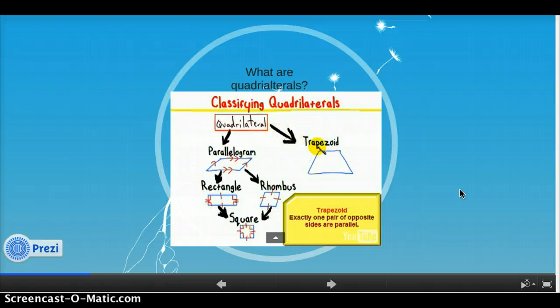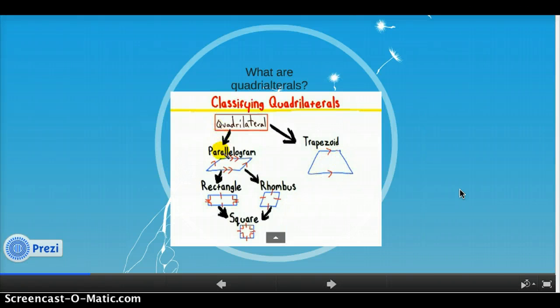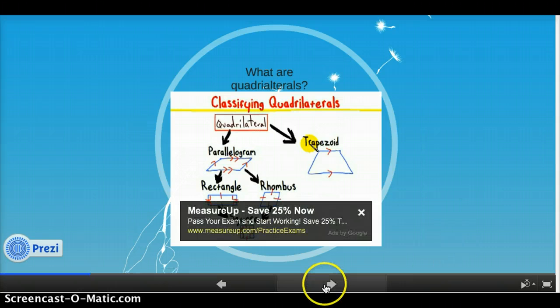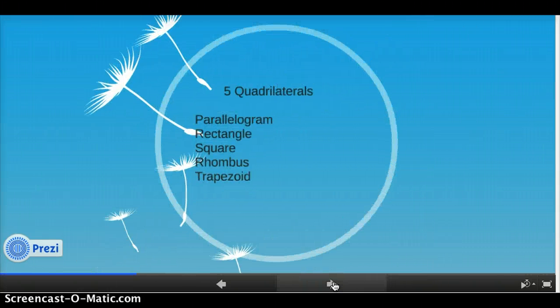When you're at quadrilaterals, you also could have a trapezoid. A trapezoid has exactly one pair of parallel sides. So just this one and this one are parallel, the other ones are not, which is your difference from a parallelogram, because a parallelogram has two sets of parallel lines. All right, so that is how we classify quadrilaterals. Let's go ahead and do your five quadrilaterals again real quick: parallelogram, rectangle, square, rhombus, and trapezoid.